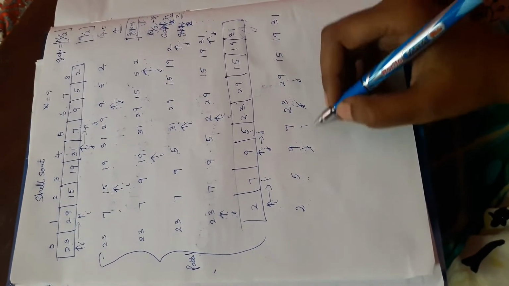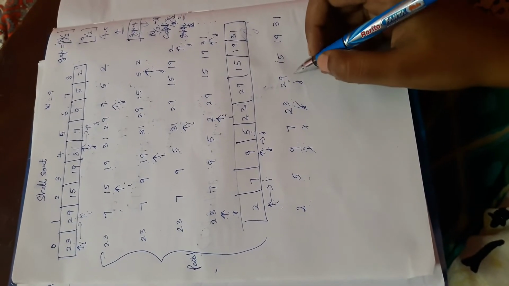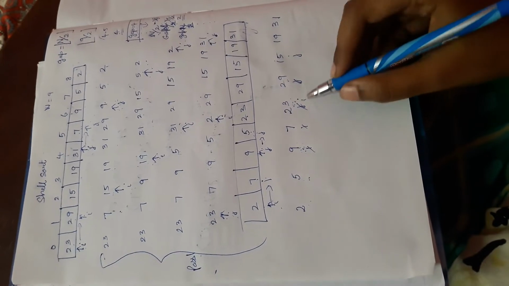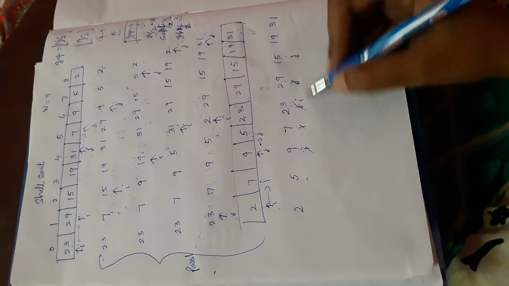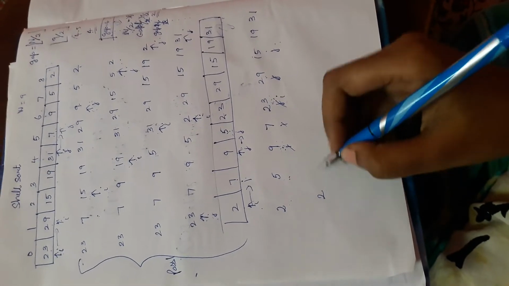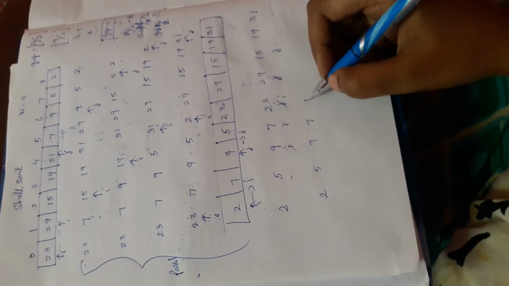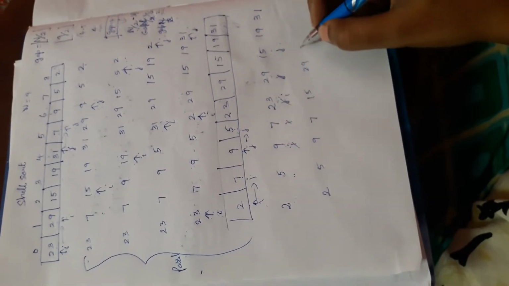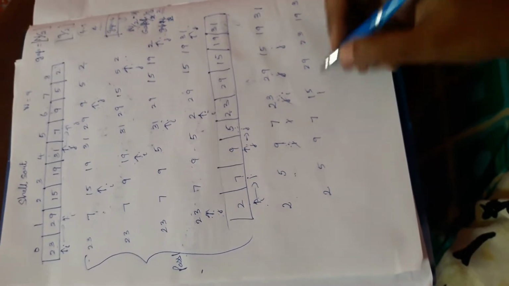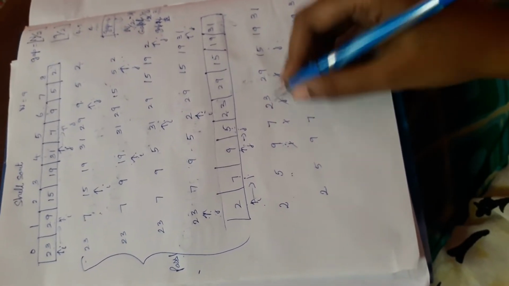So 7 and 29, there is no shifting. So again I will check the condition, i is there and j is here. So 23 and 15, there is a shifting of the values. So I will do the shifting: 2, 5, 9, 7, 15, 29, 23, 19 and 31. So again the i position is here and the j position is here. Okay, so I did the shifting work.